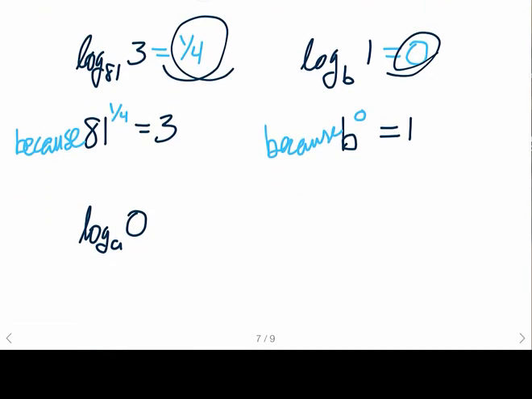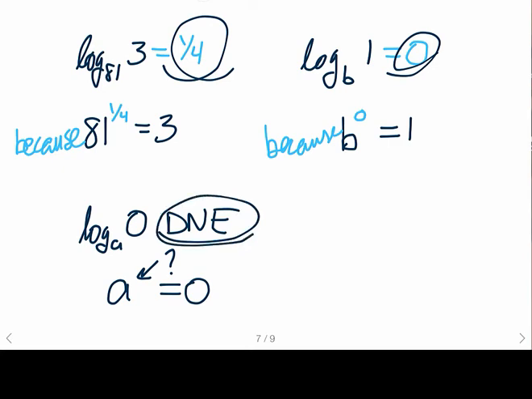Next, log base a of 0. Remember, bases are positive, and so we're looking for a number that we put as an exponent on a that gives me 0. That's actually not going to happen. It does not exist, so I'm writing DNE. No exponent on a positive base is going to give you a 0. And you recall the domain of a logarithmic function does not include 0, and so that was just to make sure that you're paying attention.